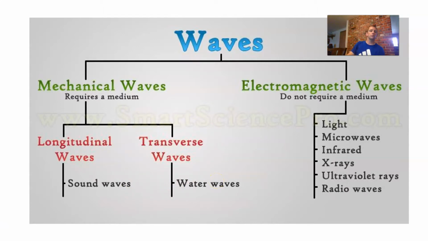That's like water waves. Now, the electromagnetic spectrum does not require a medium. It can move through the vacuum of space without having to move through anything. And that has a variety of different kinds of waves like light, microwaves, infrared, X-rays, ultraviolet rays, and radio waves. So knowing the difference between these kinds of waves is going to be important. You're also going to need to know the different parts of a wave.